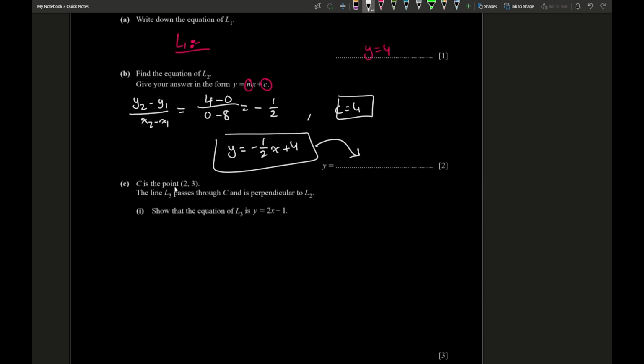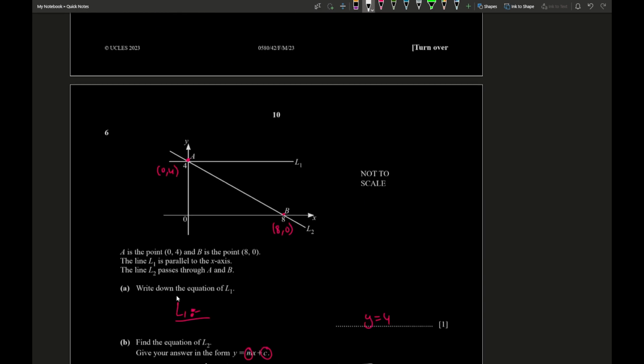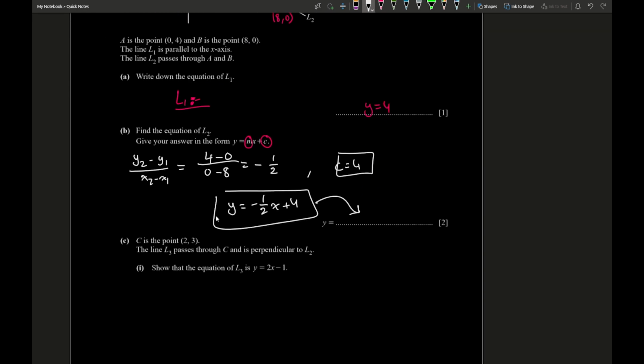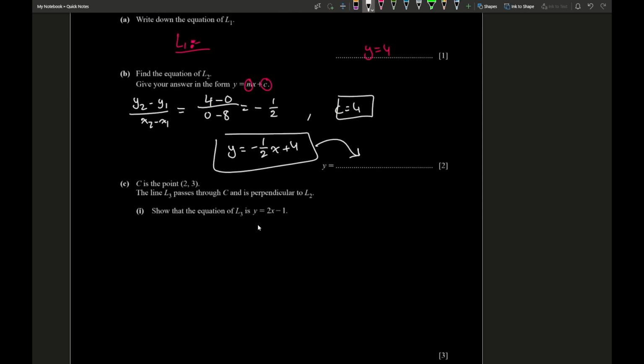On to part C. C is the point 2, 3. The line L3 passes through C and is perpendicular to L2. If I were given a point C, where is it? It's not even here. The line L3 passes through C and is perpendicular to L2. Show that the equation of L3 is y is equal to 2x minus 1.